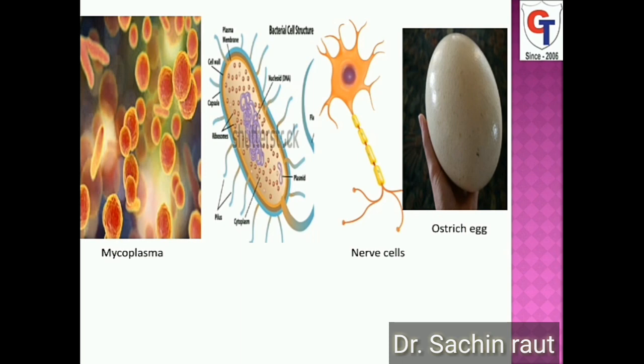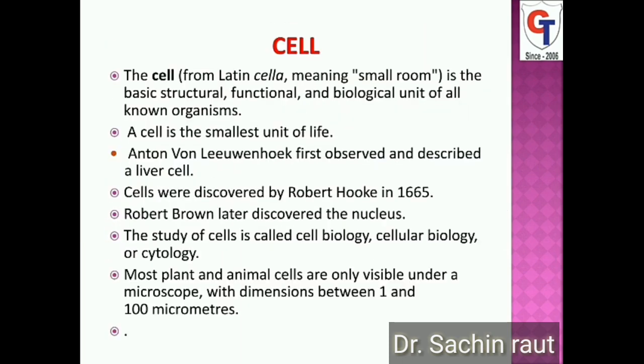Now in this structure once again I will repeat what is cell. Cell is a structural functional unit of life. Okay, it is the smallest unit of life. The first cell was observed by Antony van Leeuwenhoek. The first cell was a liver cell, and this cell was observed under simple microscope invented by Antony van Leeuwenhoek. The word cell was coined by Robert Hooke, while the nucleus word was coined by Robert Brown.